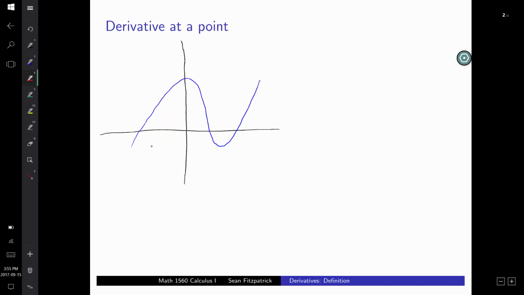And there's a particular point on the graph. Let's say you're interested in, I don't know, this point right here. Okay, that's some point x equals a. And what you want is what's called the tangent line when x equals a. So the word tangent here kind of comes from touch.